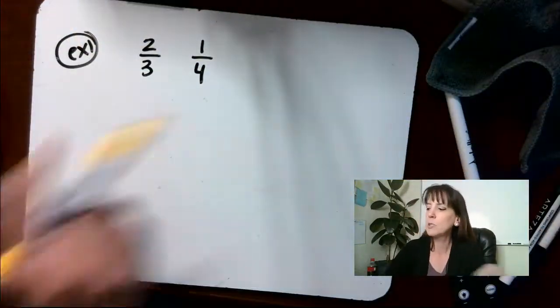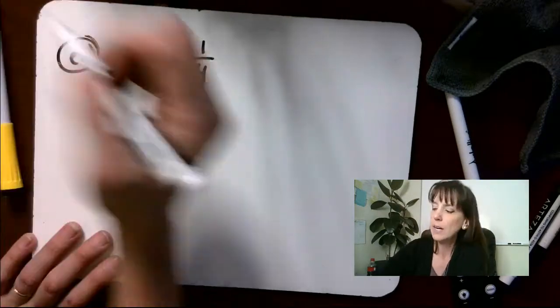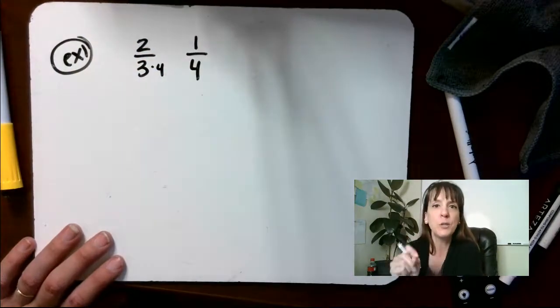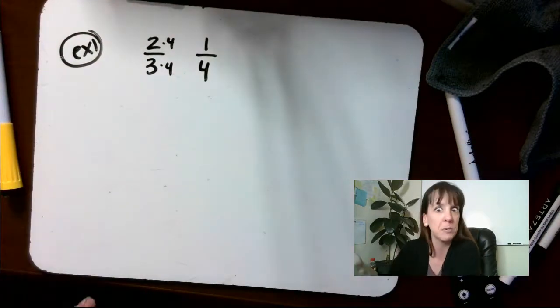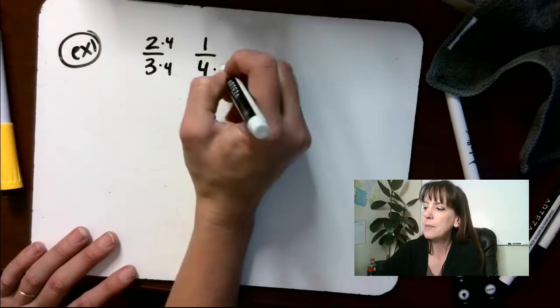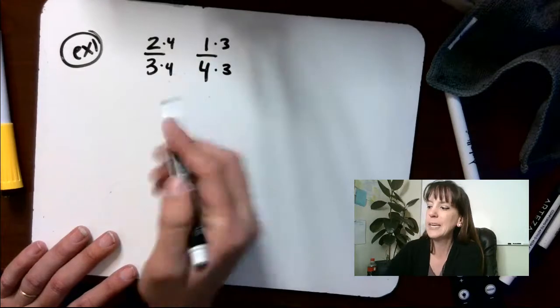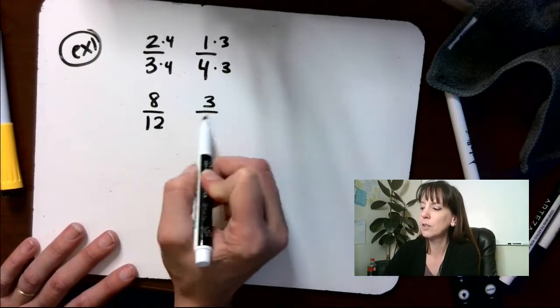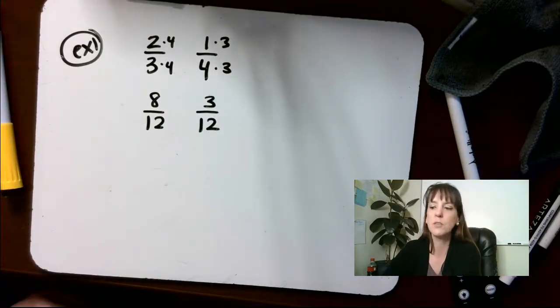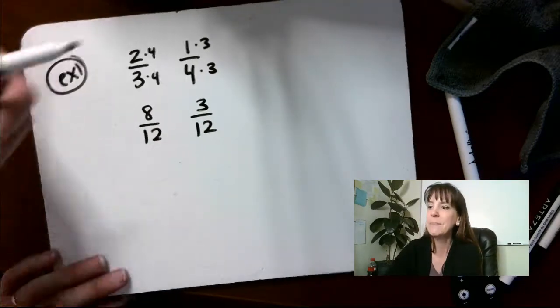So what do I need to multiply 3 by to get 12? I need to multiply that by 4. But if I do it on the bottom, I have to do it on the top because 4 over 4 is 1, and I'm allowed to multiply anything by 1. Same here, 3 over 3. So if I do this, I get 8 over 12 and 3 over 12. So that's how you find a common denominator, okay?